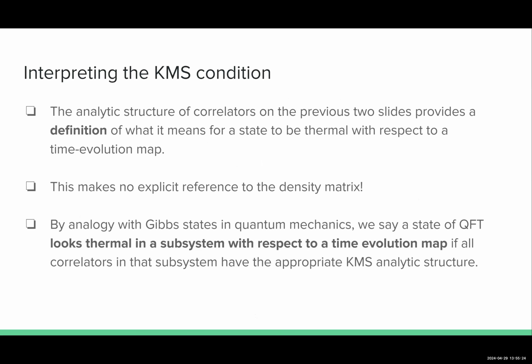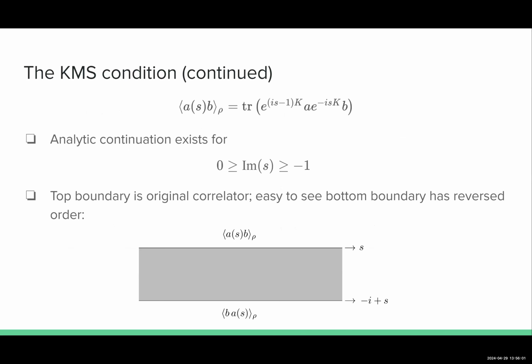Now, the reason that we bother to define this is because it gives us a way to define what we mean in the continuum for a state to be thermal with respect to a particular notion of time evolution. And we can do this without making any explicit reference to a density matrix. So by analogy with Gibbs states in quantum mechanics, we're just going to declare that what we mean by a state of quantum field theory looking thermal in a subsystem with respect to a time evolution map is that all of the correlators of operators in that subsystem have the appropriate analytic structure. These 2-point functions that you time evolved can be continued in a way that looks exactly like the diagram on this slide.